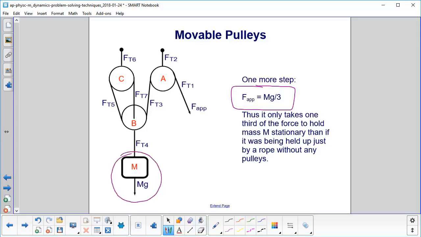So what does that mean? It takes only 1/3 of the force to hold mass m stationary than if it was just being held up by one rope without a pulley. Or of course, if I had the mass here and it went around a fixed pulley that just redirected the motion, you would need to exert a force of mg to keep it in the air. Now, you just need 1/3 of that force. We've multiplied our force, haven't we?